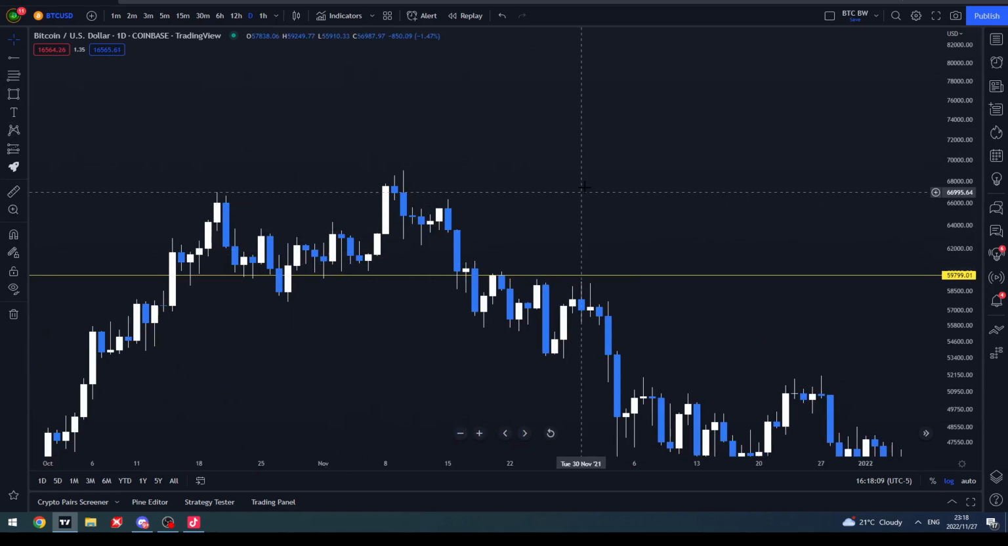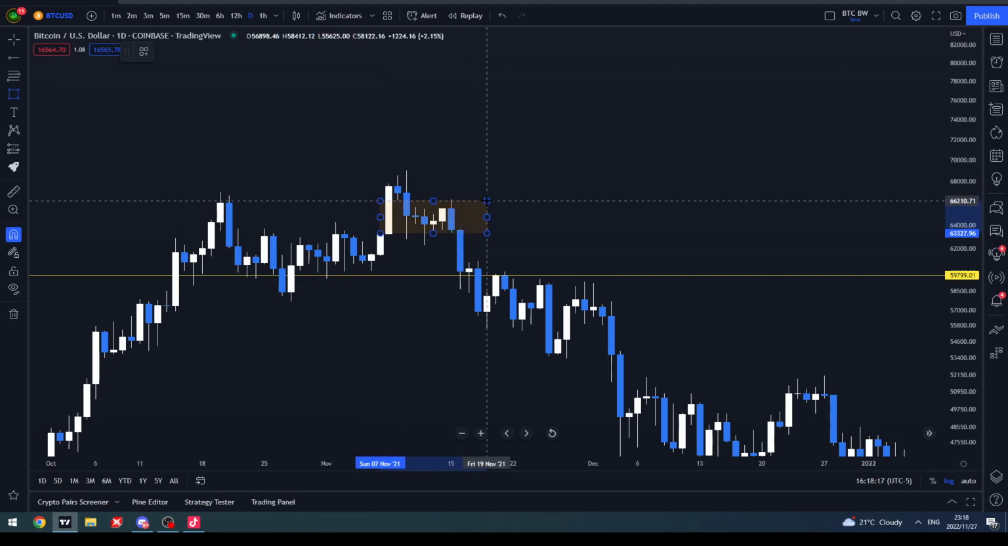Now this is a daily chart, so the stops are a bit far away, but if we went down to a 4 hour, you could have refined this even more, right? Here's your fair value gap here.